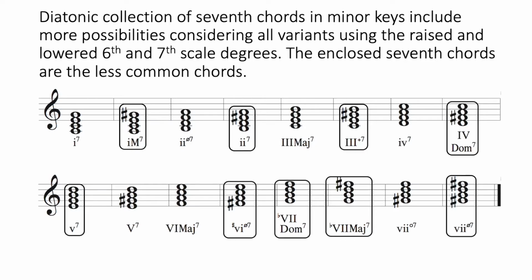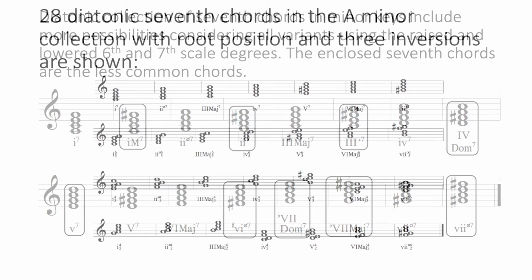The tonic chord is typically a minor seventh chord. The supertonic chord is a half diminished seventh chord. The mediant chord is a major seventh chord. The subdominant chord is a minor seventh chord. The dominant chord is a dominant seventh chord. The submediant chord is a major seventh chord. And the leading tone chord is a diminished seventh chord.